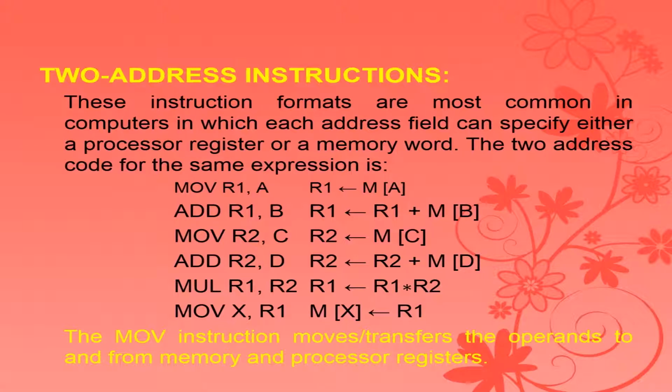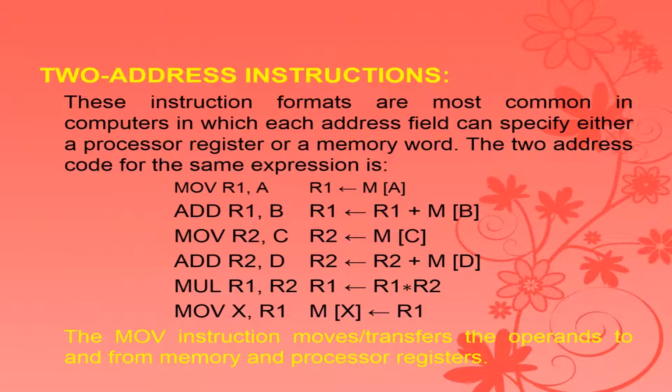The 2 address code for the same expression is: Move R1, A, that is, M[A] moves to R1. Add R1, B, that is, R1 plus M[B] moves to R1. Move R2, C, that is, M[C] moves to R2. Add R2, D, that is, R2 plus M[D] moves to R2. Mul R1, R2, that is, R1 times R2 moves to R1. Move X, R1, that is, R1 moves to M[X].